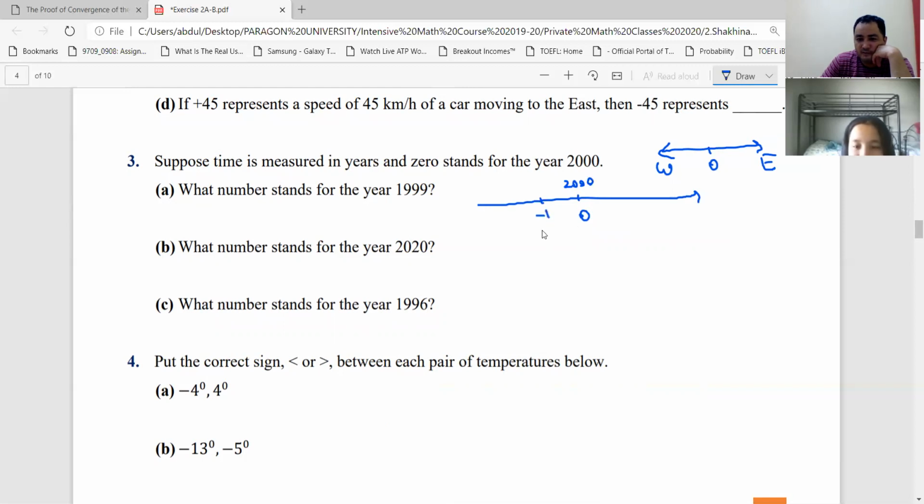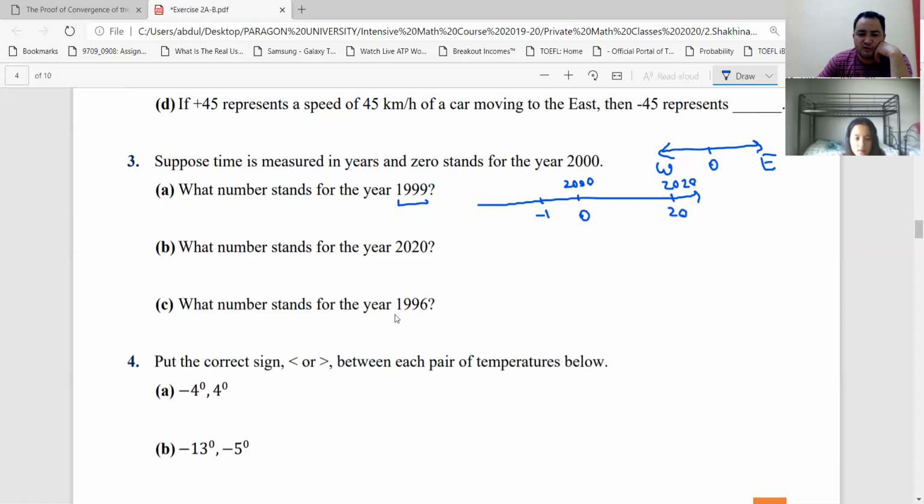Oh, negative. If you just move 1 year back, right? So we will have 1999. What is it? It's -1, because here 0 actually stands for the year 2000. Okay? And how about what number stands for the year 2020? That is positive 20. It's somewhere here, right? That is 20. So that stands for 2020.